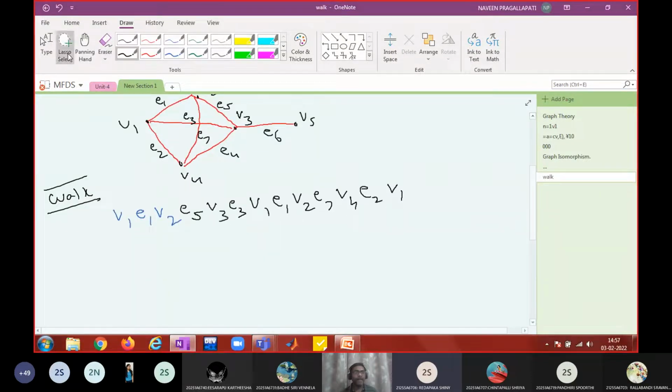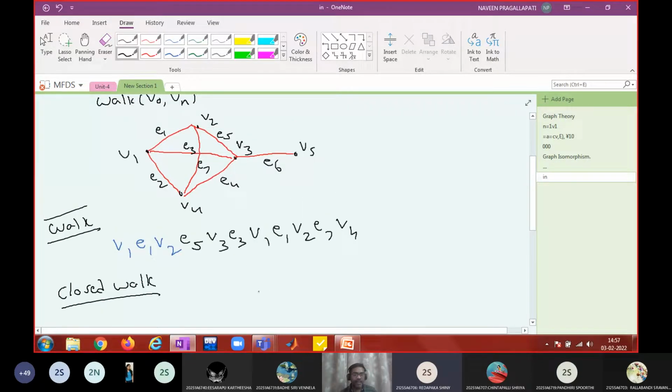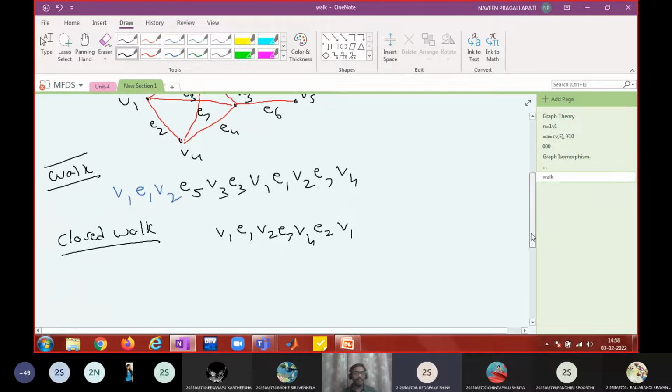So this is a walk, and the other one is a closed walk. What is an example of a closed walk? Let me write V1, E1, V2, E7, V4, E7, V4, E2, and V1. This is an example of a closed walk. Is it okay?